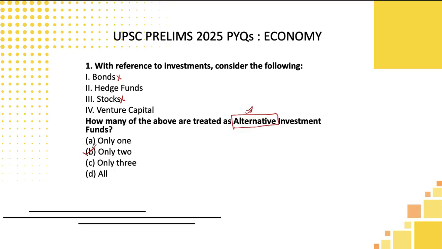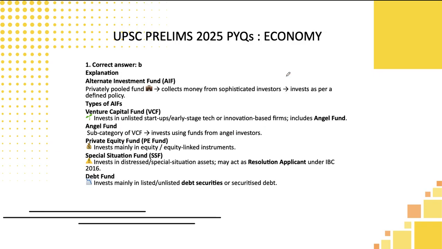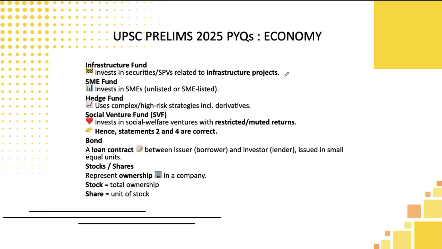Even if you have read the economics book of Sriram IAS, in that the money market and capital market chapter is very important for the UPSC preliminary examination. Using that also you can answer this question. So the correct answer here is option B only, students.